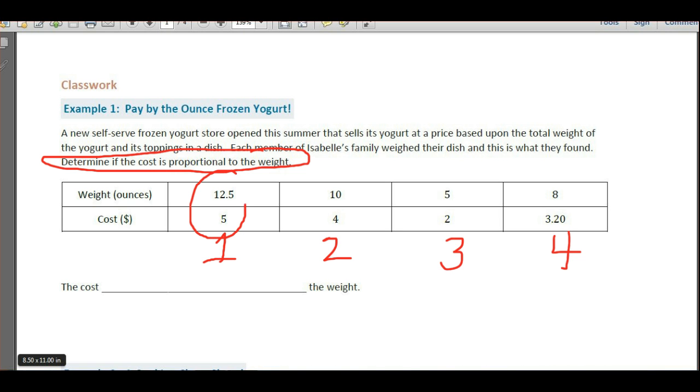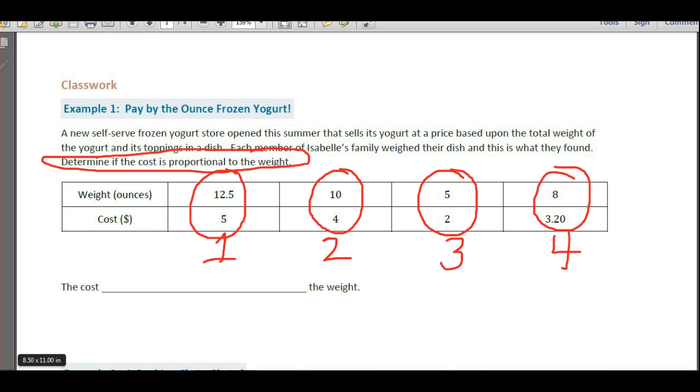So person one bought 12.5 ounces of yogurt for $5. Person two bought 10 ounces of yogurt for $4. Person three bought 5 ounces of yogurt for $2. Person four bought 8 ounces of yogurt for $3.20.